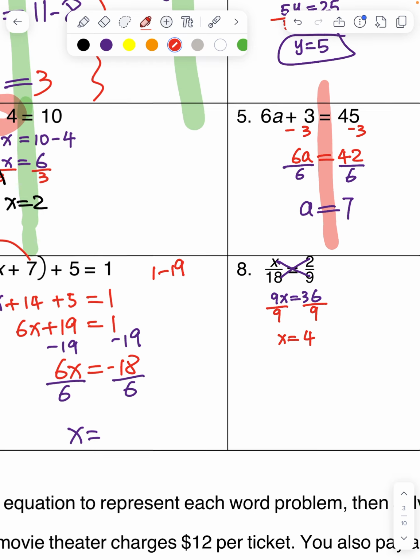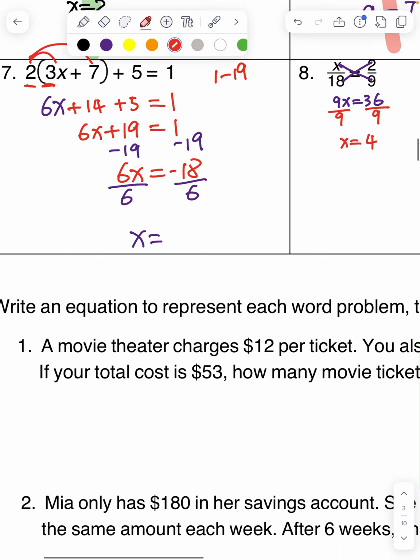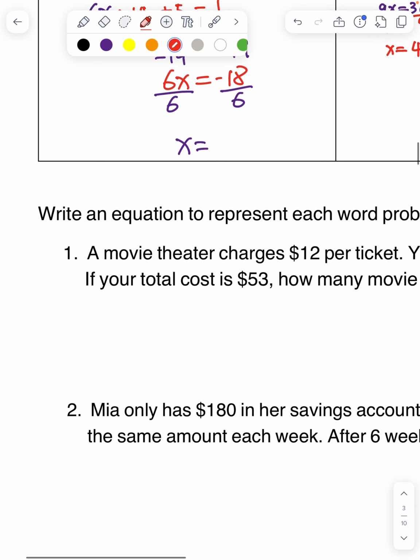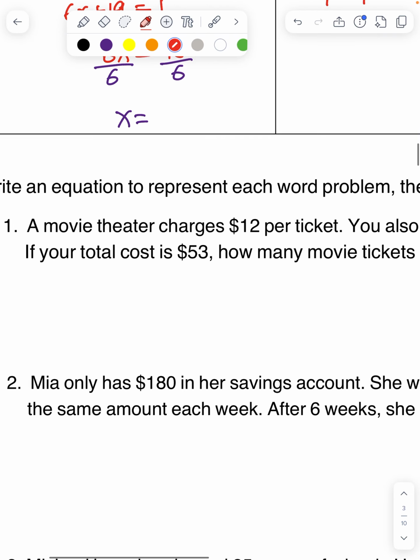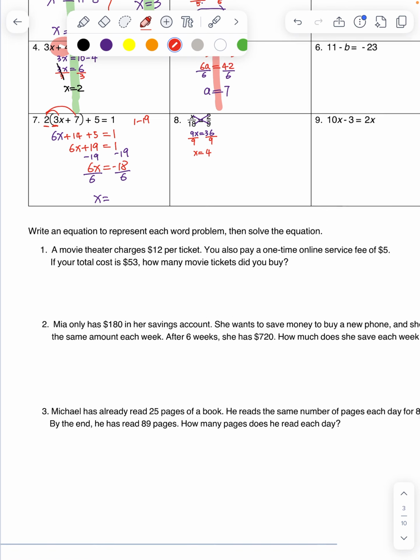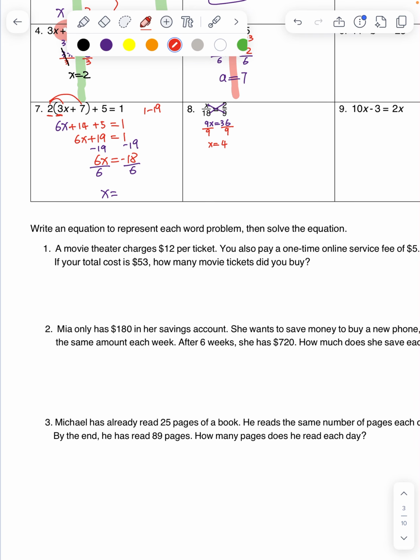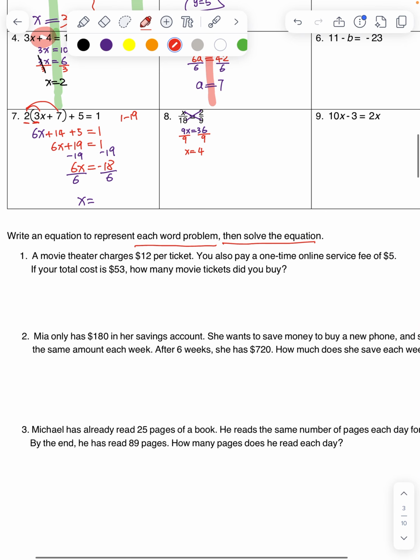Okay, word problem. Write the equation to represent each word problem and then solve. Okay, a movie theater charges $12 per ticket. The cost for a ticket is $12. You also pay a one-time online service fee, $5. 5 is just one time, right?